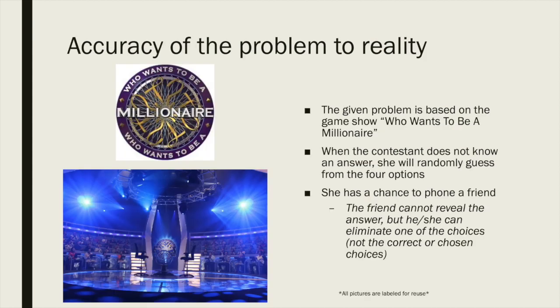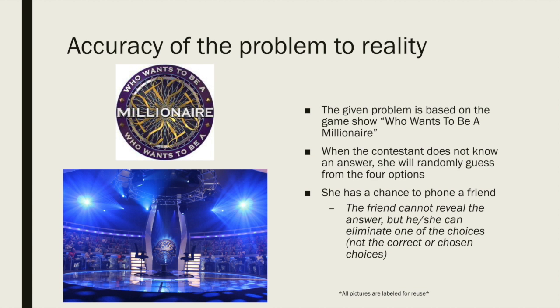Next, we'll discuss the accuracy of the problem to reality. The example we thought of was Who Wants to Be a Millionaire. At one point within the contest, before you pick an answer, because you can't really lock one in if you don't know, you can phone a friend.